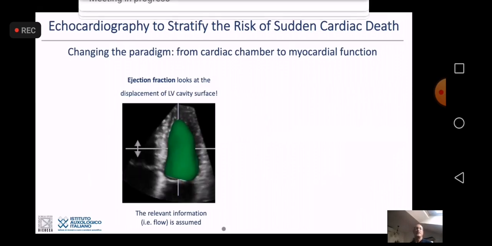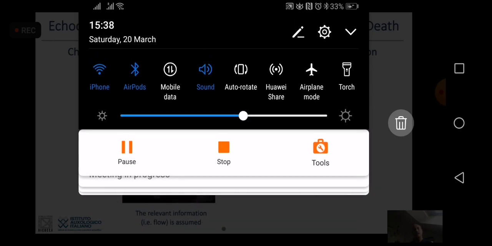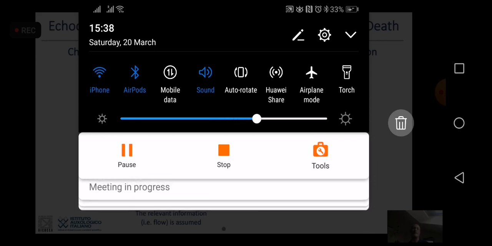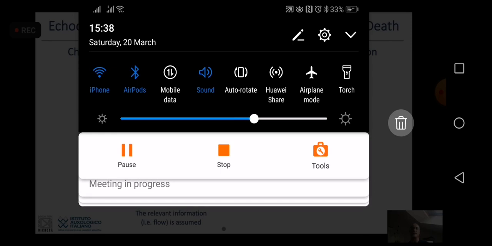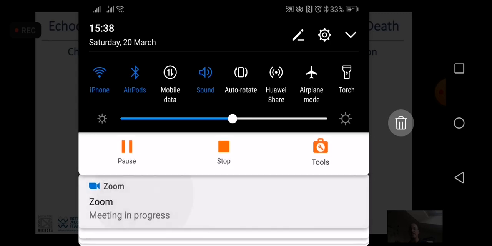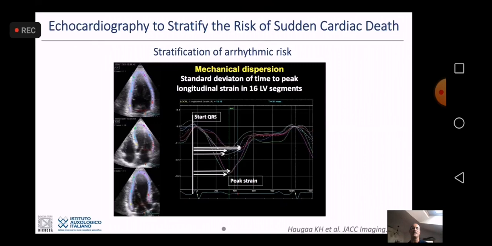But as you know, and you all can teach me, because most of the research about this topic comes from Romania, the ejection fraction is just the parameter of the pump function, but we don't look at the muscle. To look at the muscle, we can use the speckle tracking echocardiography to assess really the myocardial function. And here is one of the major steps forward in the use of echo to stratify the risk of sudden cardiac death brought by the group of Oslo.